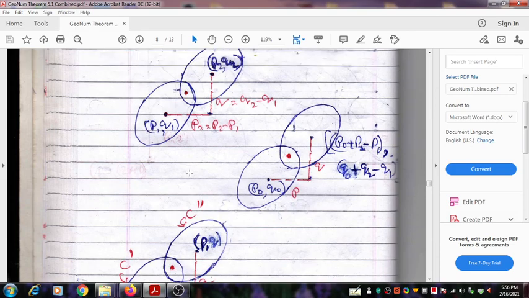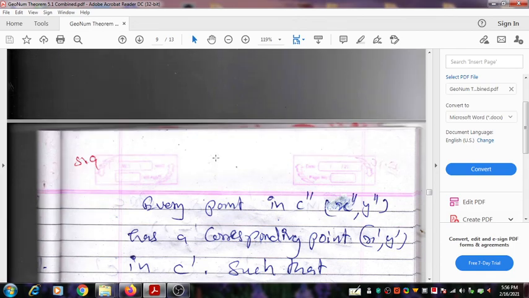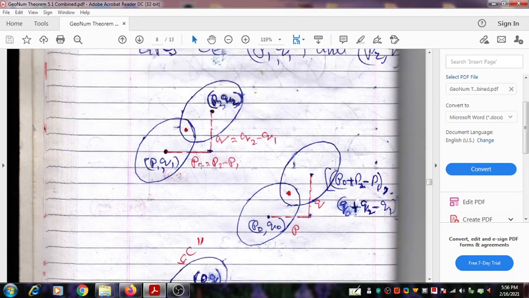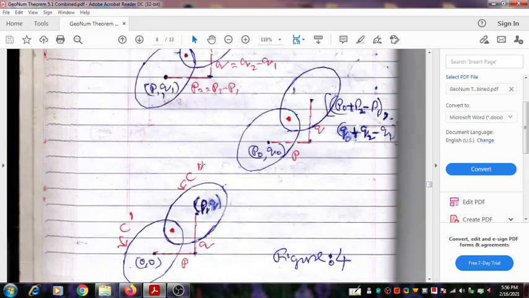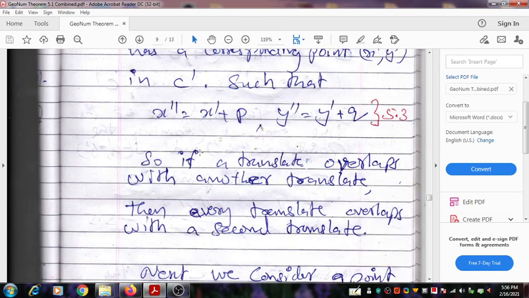Then, every point in C double prime, that is x double prime, y double prime, has a corresponding point x prime, y prime in C prime, such that x double prime equals x prime plus p, and y double prime equals y prime plus q.